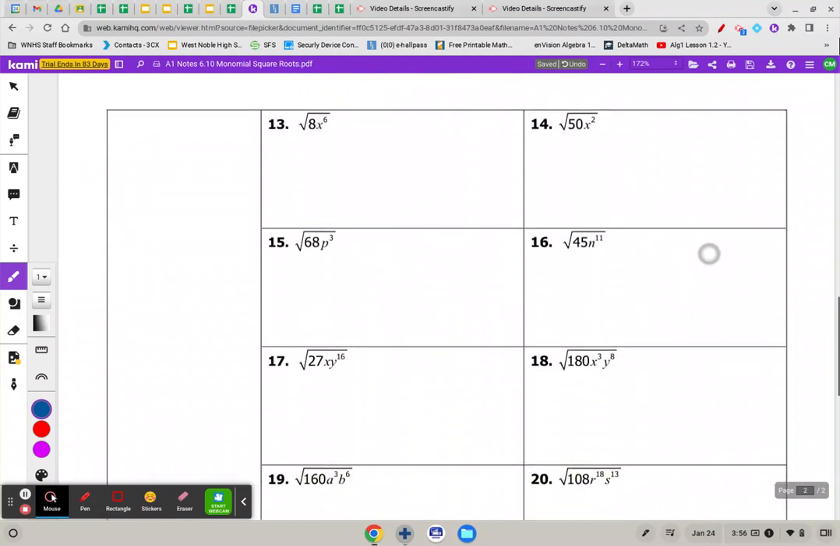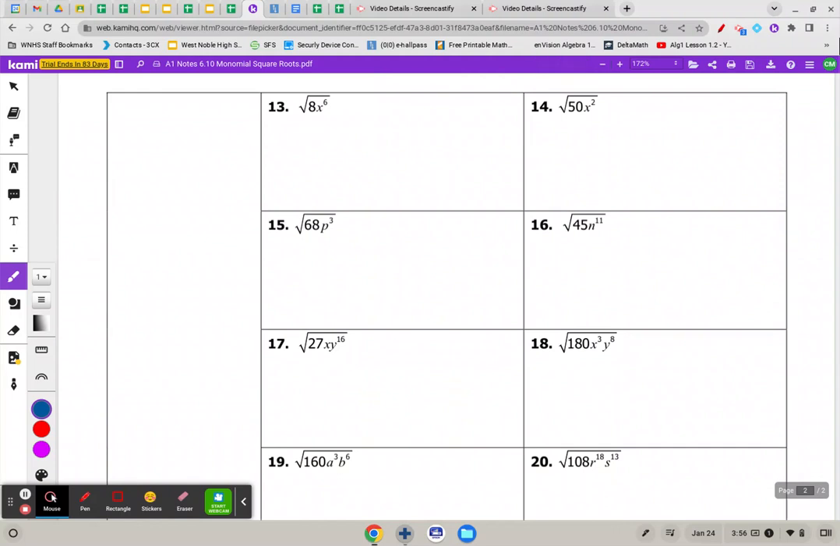So on the next page, the variables are not going to really change much. I just now do not have perfect squares for my numbers. So I'm going to have to simplify more like I did in 6.9. So perfect squares here. I have the square root of 4 and the square root of 2 that go into the square root of 8.